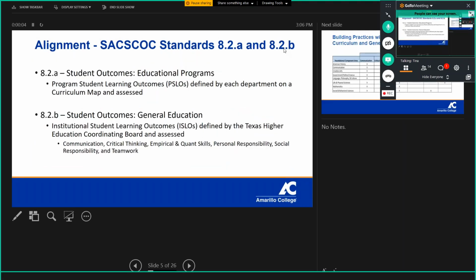We also align our assessment process and the use of this tool with SACSCOC Accreditation Standards, so 8.2.a. As I just showed you on the curriculum map, those are defined by each department and faculty, so we use the assessment of these PSLOs with our curriculum mapping and this tool to be able to demonstrate compliance with this standard. And then we also use this tool for our general education learning outcomes, communication, critical thinking, all the way to teamwork here. Those are defined by the coordinating board, and those are our institutional student learning outcomes.